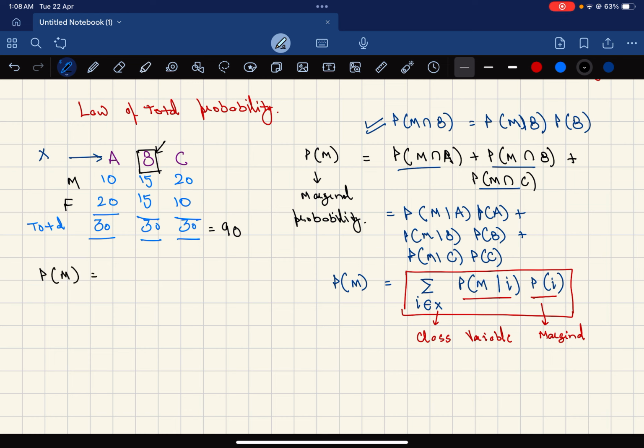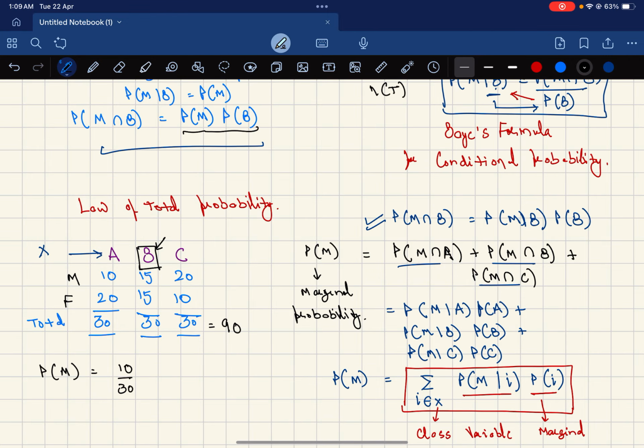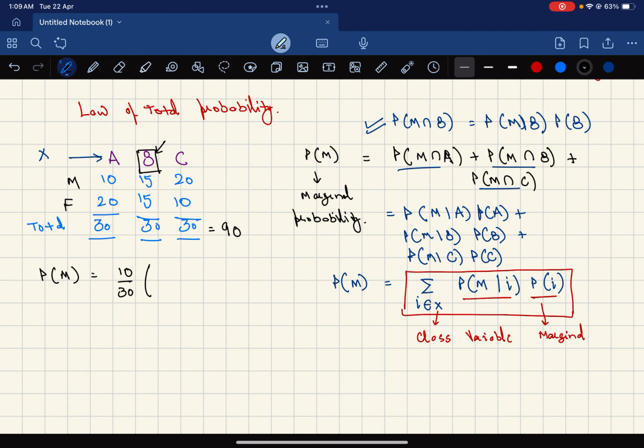So let us say now the probability of getting a male from the class A is nothing but 10 upon 30, since there are 30 students in class A and 10 of them are male. And similarly, the probability of getting a class A student is 1 by 3. So we know that P(A) is equal to P(B). So all these three terms here are equal, since we have an equal number of students in each class. So all these three terms are equal to 1 by 3.